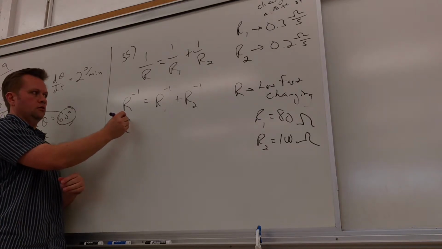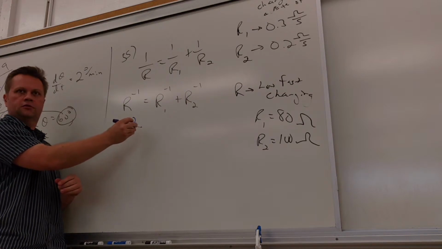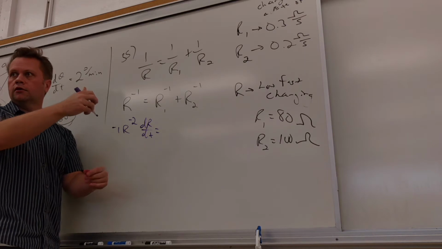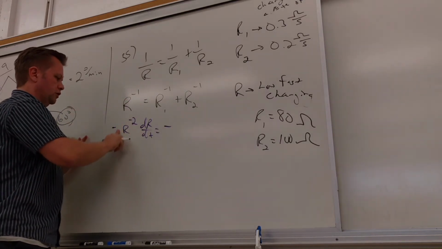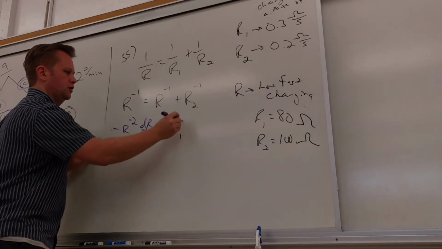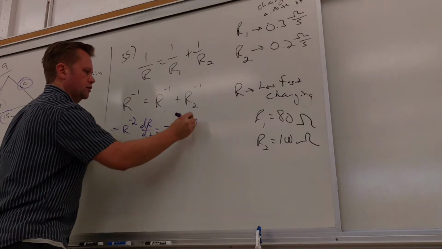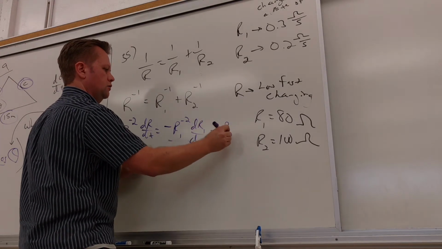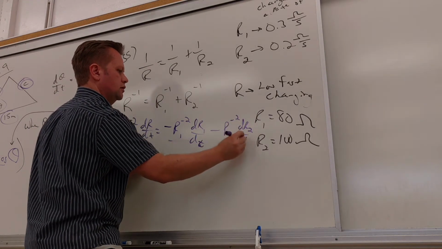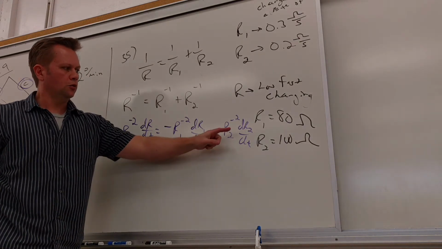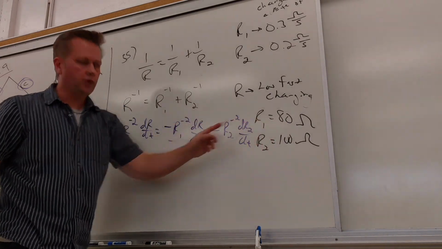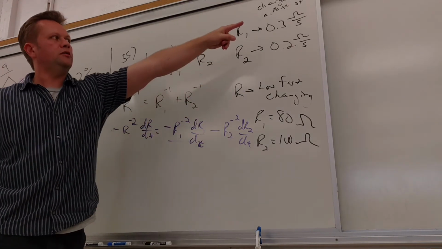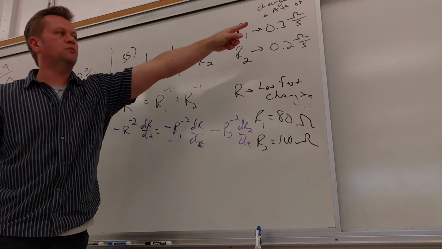dr/dt equals minus r1^-2 dr1/dt minus r2^-2 dr2/dt. So I know R1, I know I'm interested in a time when R1 is 80 and R2 is 100. I know dr1/dt is 0.3, and I know dr2/dt is 0.2.